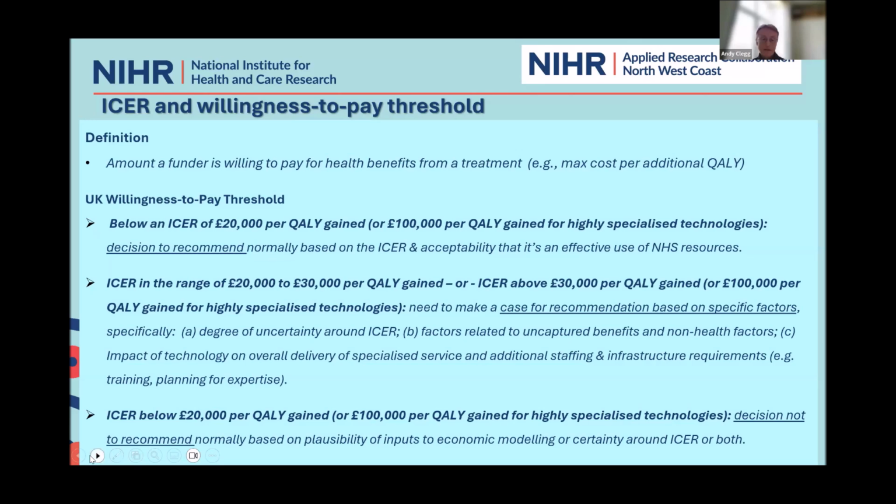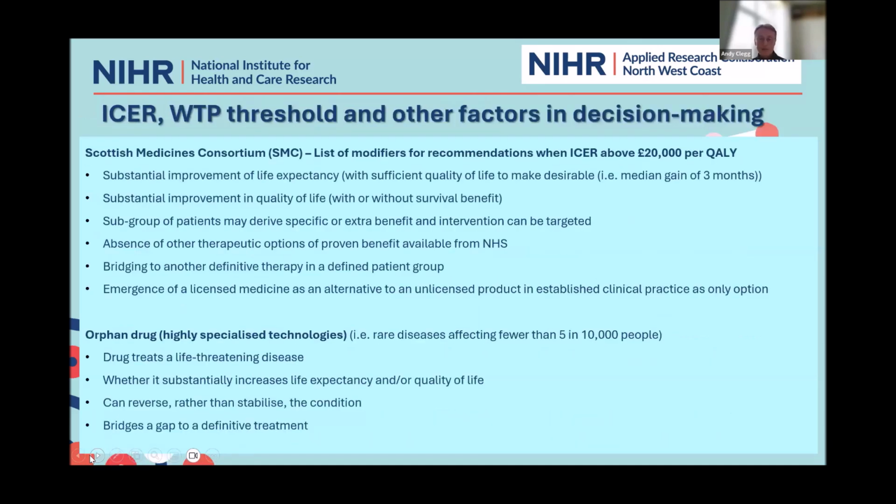In Scotland, you may have heard of the Scottish Medicines Consortium, which is effectively what NICE is for Scotland. This list just gives you an indication of the types of factors that they take into account when they're making their decision. They also use an ICER of about £20,000 per QALY, but they take into account the uncertainties around life expectancy, quality of life, and other benefits that may affect their decision.